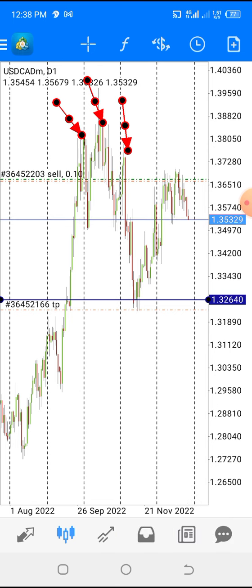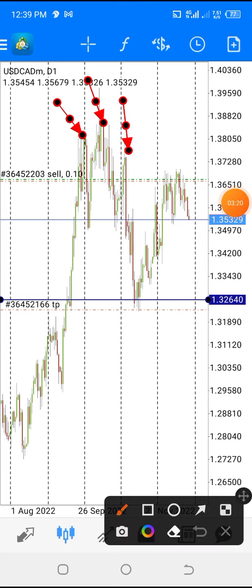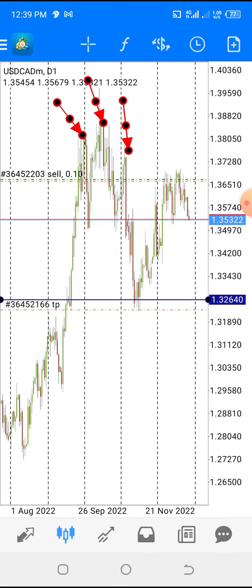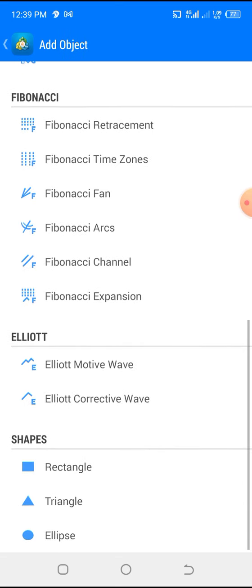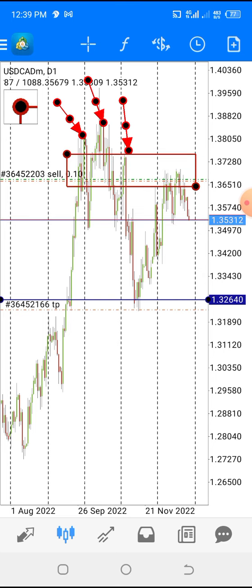Okay, now let me mark my breaker. How am I going to mark my breaker? I told you guys, when you're looking to mark your breaker, you look for your what here. Can't you see this? After your lower low, you look for the previous bullish candle. Okay, now let me mark it guys. You just come to shapes here. Make sure you mark it very clearly, and the funny thing is that you include the top wick of that bullish candle.